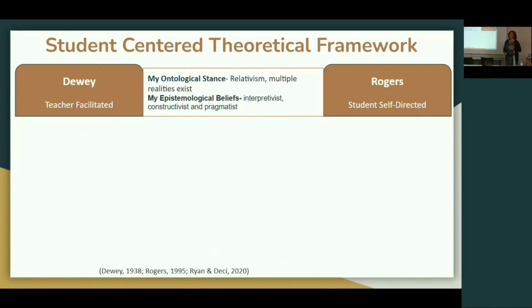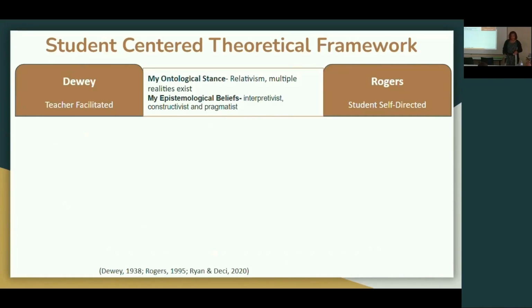I maintain a relativist ontology, in which I believe that multiple realities exist, but it really depends on each unique perspective of everybody's different perspectives. And this was really important to my research, because for my data, I relied on multiple different views when I collected my data. As an interpretivist, constructivist, and pragmatist, I also believe that learning is constructed through prior experiences, meaningful social interactions, and the application of theory to practice.